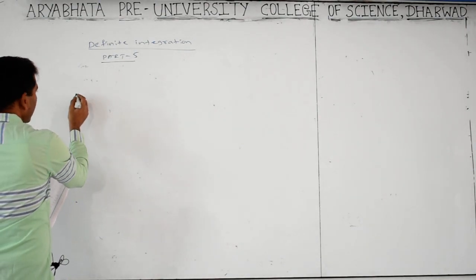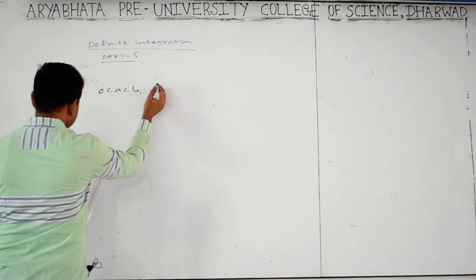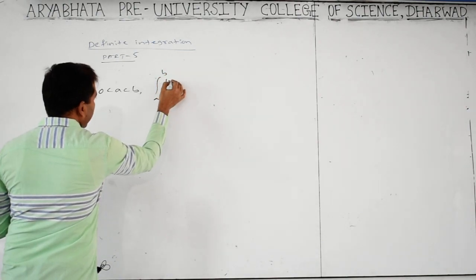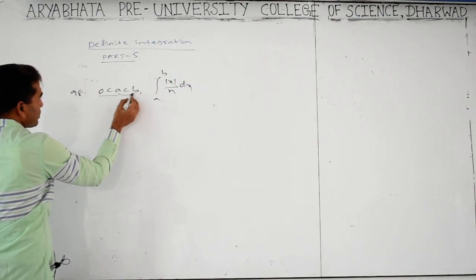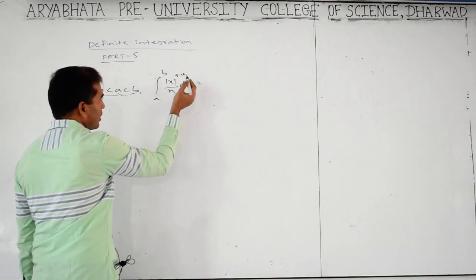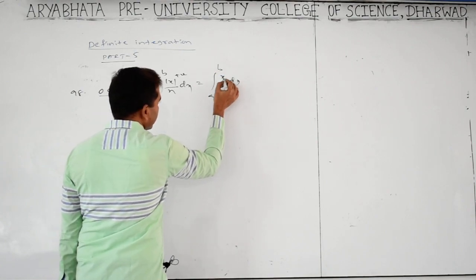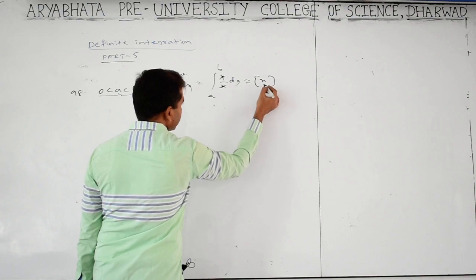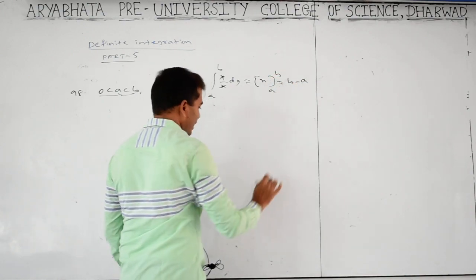Next, question number 98. 0 less than a less than b. Same model: a to b mod x by x dx. These a and b are above 0, so both are positive. Then mod x is also positive, and if it is positive, mod x equals x. A to b x by x dx. The x terms cancel. Integration of 1 dx is x, with upper and lower limits, b minus a.